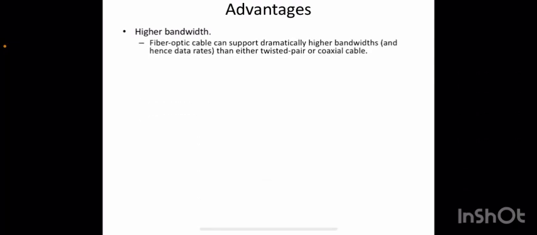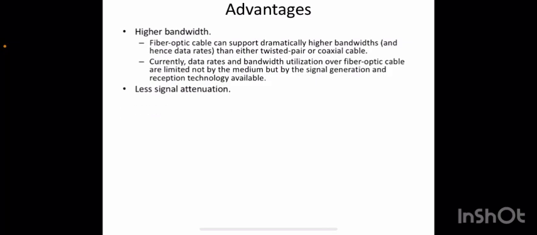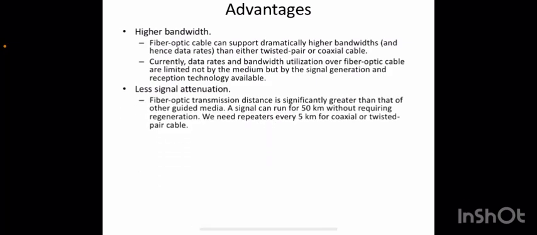And the second one is less signal attenuation. Fiber optic transmission distance is significantly greater than that of other guided media. For example, a signal can run even 50 km without requiring any repeaters or regeneration. We need repeaters every 5 km for coaxial and twisted pair cable. Instead, even 50 km we can travel without any regeneration. That much high quality signal will be there. So that is the second advantage.